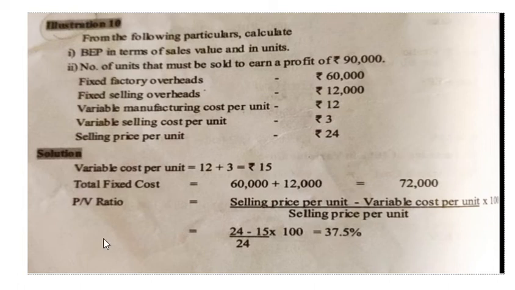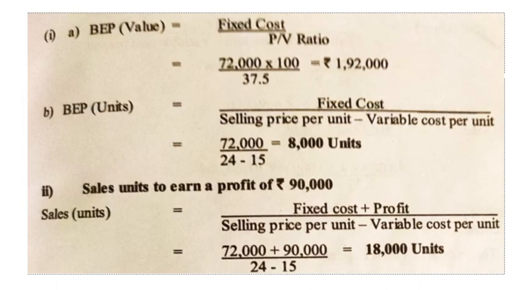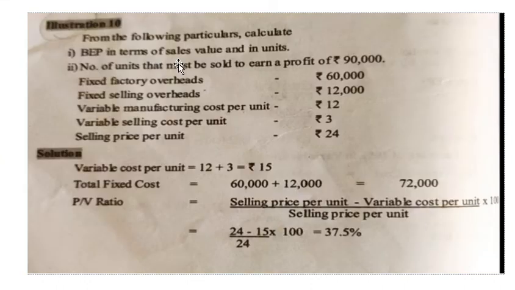When we calculate the break-even point, in the break-even point formula, we require the PV ratio. So first we need to calculate the PV ratio. This is the break-even point formula. So we require the PV ratio. In this question, they have asked us to calculate the break-even point in sales value and in units. I have already discussed in my previous video that break-even point has two formulas. For value, there is a break-even point formula, and for units, there is a break-even point formula.